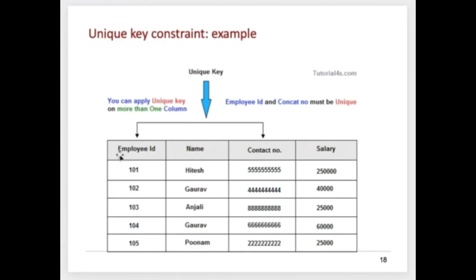Another example: employee ID is never repeated. Similarly, the contact number, the phone number, is never repeated. So we set it unique. Contact number, we set it unique. Employee ID, we set it unique.